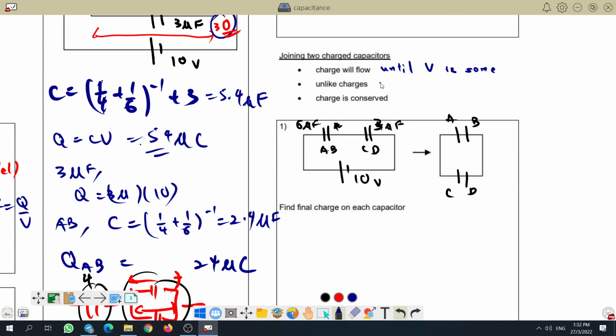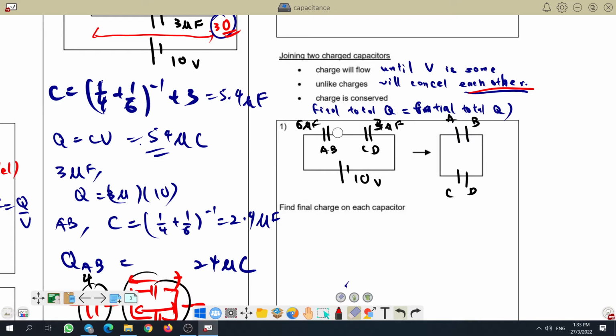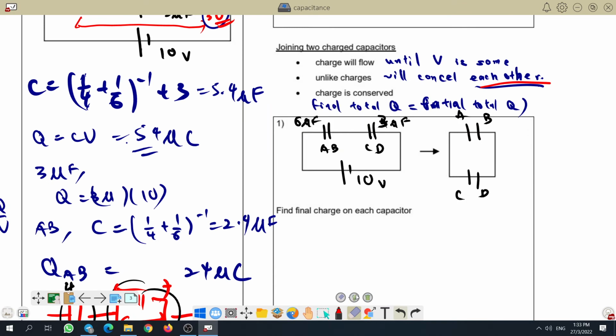Tetapi mungkin akan ada yang cancel. Positif akan cancel, negatif masih ada. Tetapi charge is conserved. So final total charge equals to final total charge. So total final charge atau final total charge sama lah. Final total charge sama dengan initial total charge, dengan mengambil kira kalau ada sudah yang sudah cancel. So contoh begini. Bila dia charge begini, initial total Q. Final total Q equals to initial total Q. Yes.